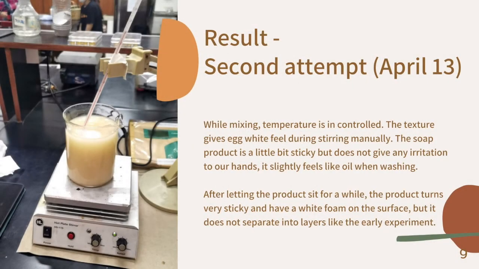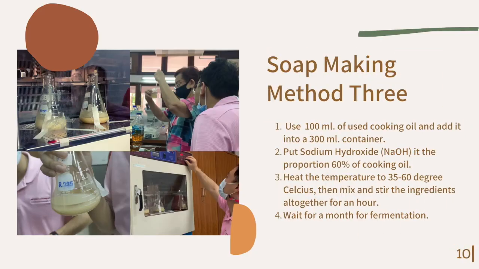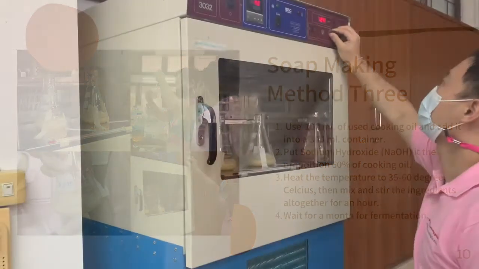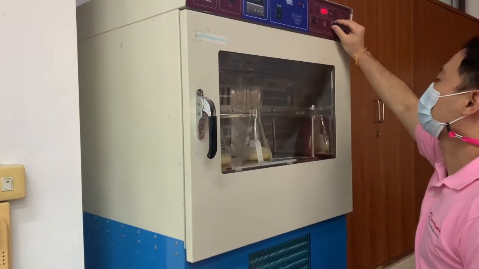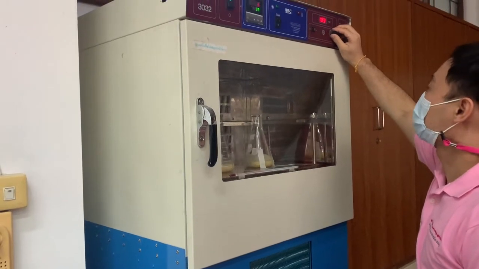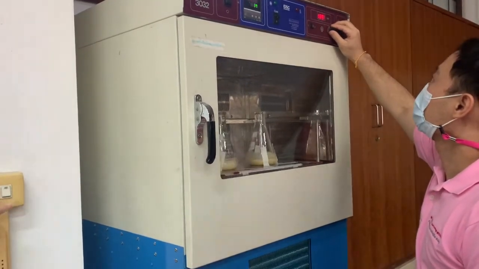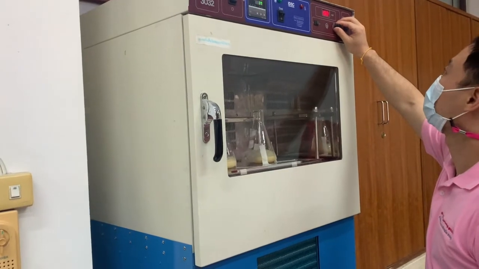In the third method of the soap making process, first step, we put 100 ml of used cooking oil into 300 ml beakers. And the second step, put sodium hydroxide in proportion of 60% compared to cooking oil into the beakers. And the third step, heat the temperature up to 35 to 60 degrees Celsius. Then mix and stir them all together for an hour. And the last step, wait for the substance to ferment for another month.